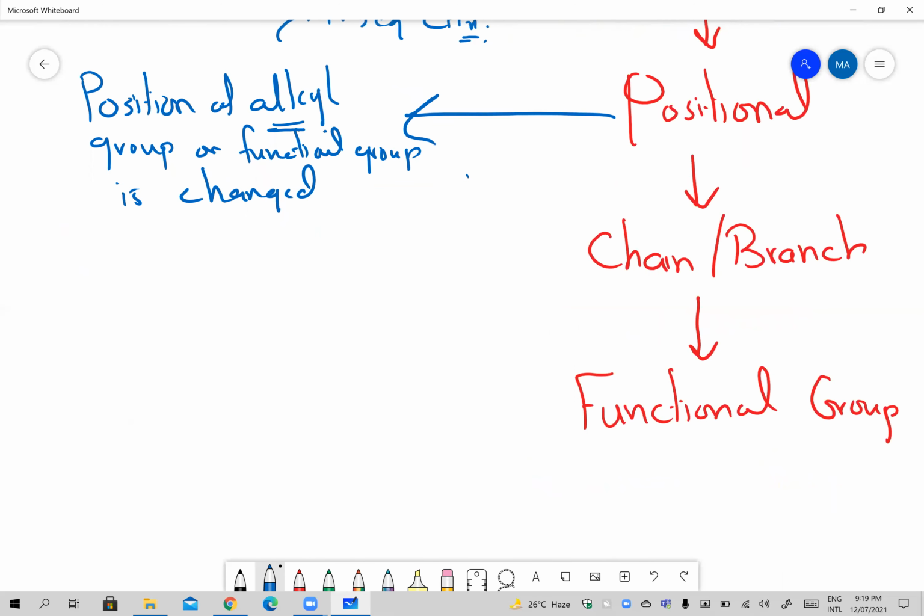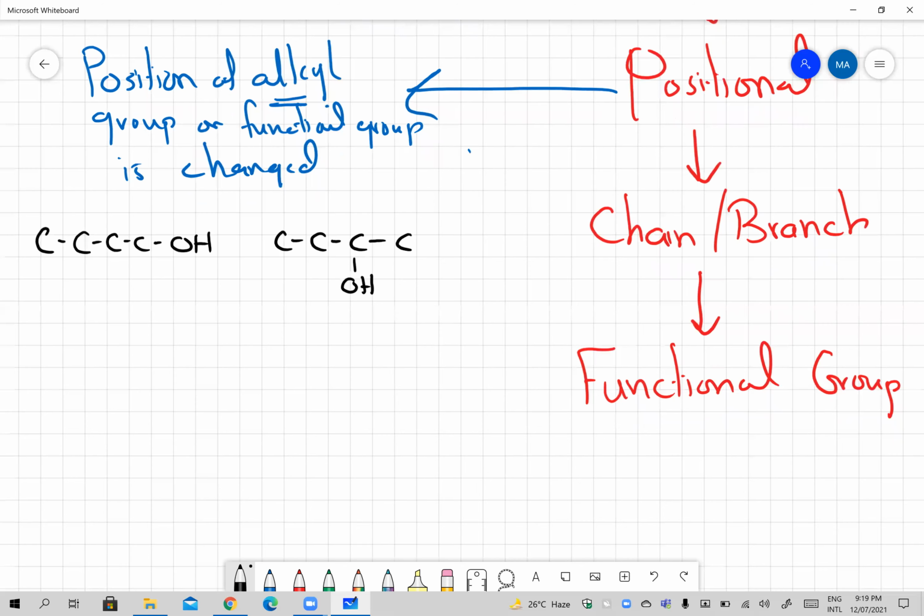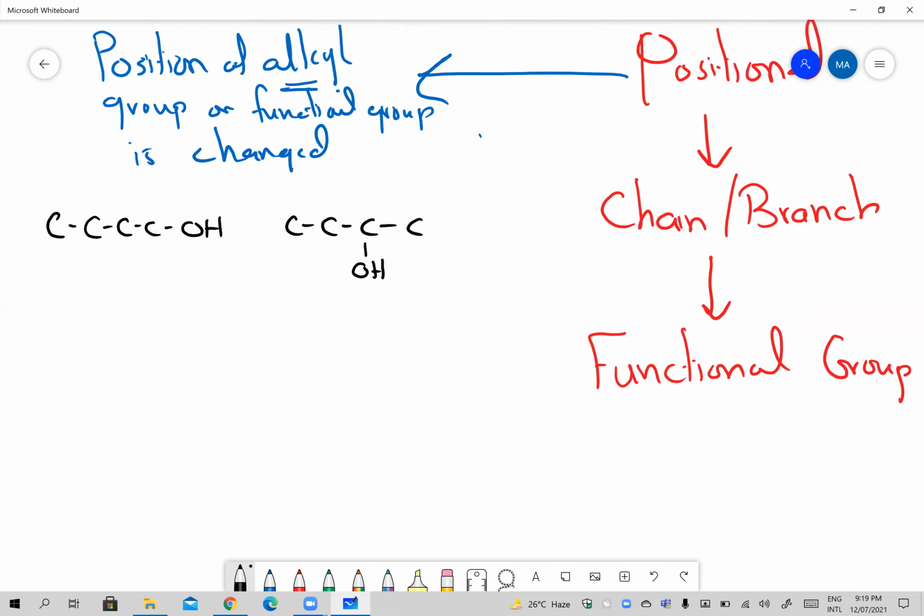So let's look at an example here. For example, if you have these 4 carbons and OH at the end. This is similar to what we were trying to do earlier. If you break this and change the position, if you change the carbon here and place OH on another carbon, this is a positional isomer, because the OH group is attached to different carbons here. So we are technically changing the position of a functional group.